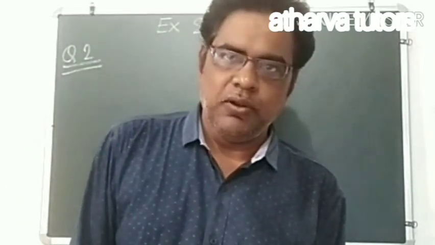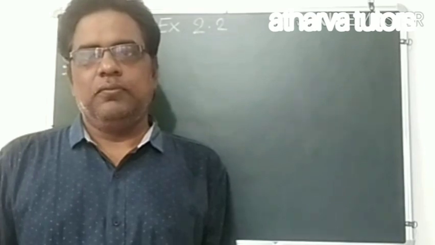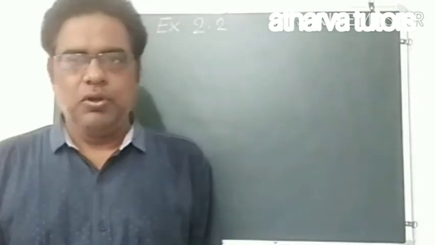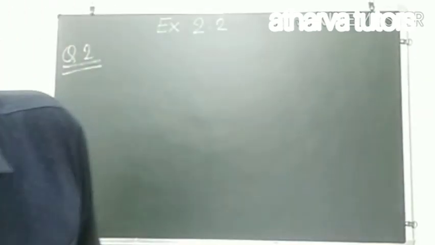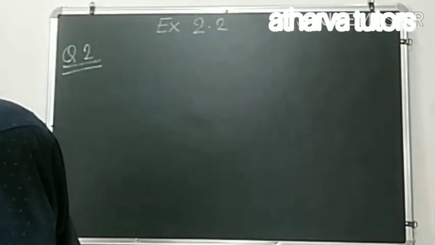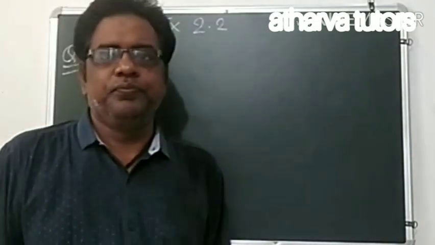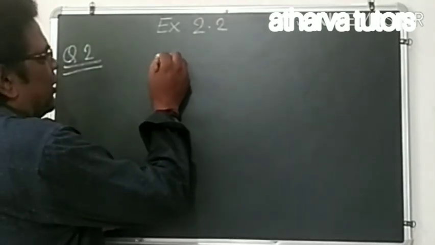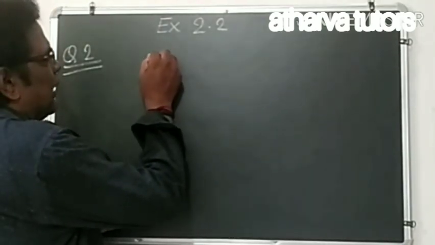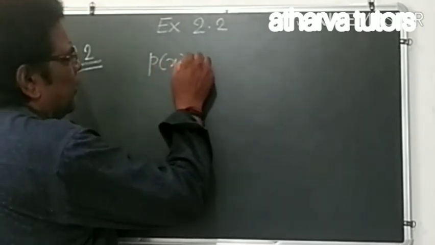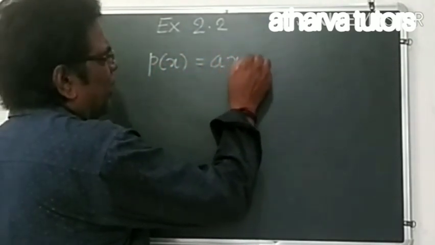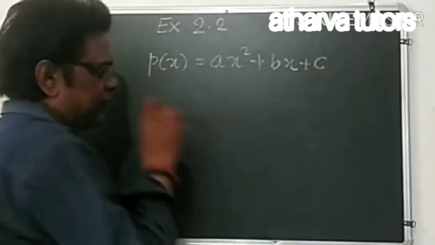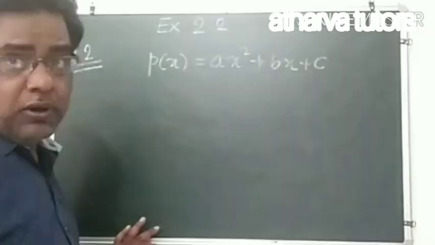So today I'll be doing the remaining sums of exercise 2.2, question number 2. Before doing that, let us see that a quadratic polynomial can be written this way: ax square plus bx plus c. It's a general form of quadratic polynomial.